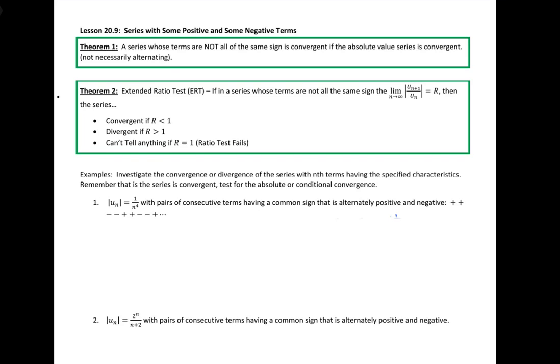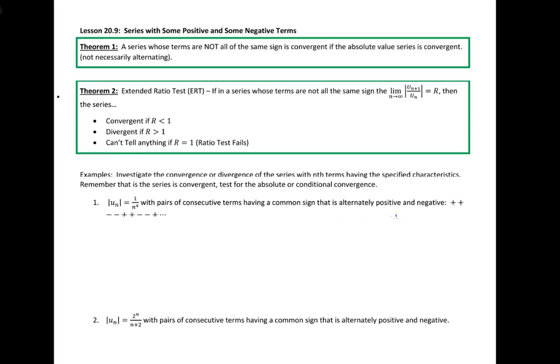if that limit is either greater than 1, less than 1, or equal to 1, we can determine the convergence, divergence, or nothing at all. Equal to 1, we can't tell anything, just like the ratio test. Less than 1 is going to be convergent, just like the ratio test. And greater than 1 is divergent, just like the ratio test. So it extends the ratio test to be used not only for positive terms, but when the terms are not all the same sign. It will work in the same way. We just take the limit of the absolute value of that ratio from the ratio test, u sub n plus 1 to u sub n.